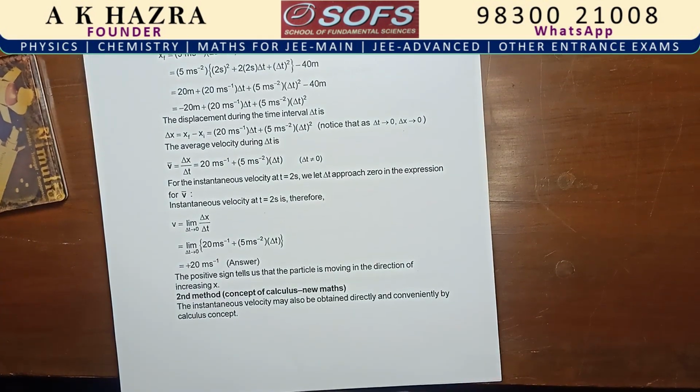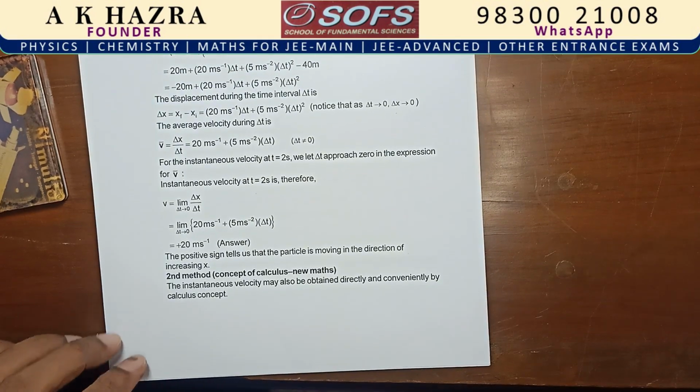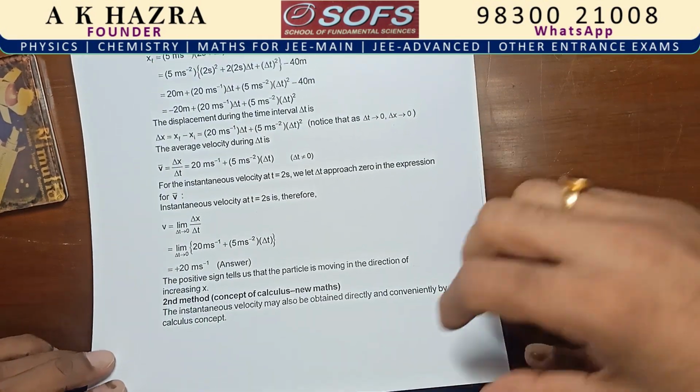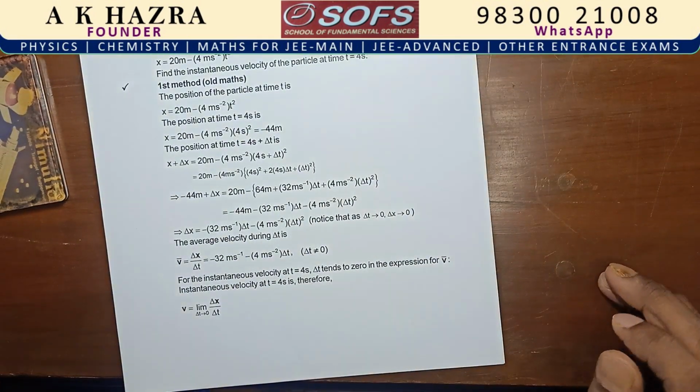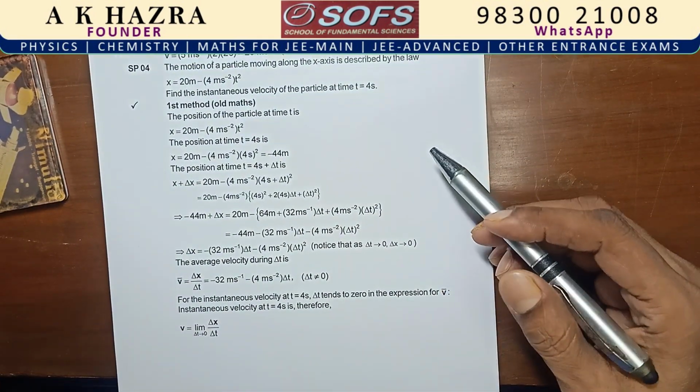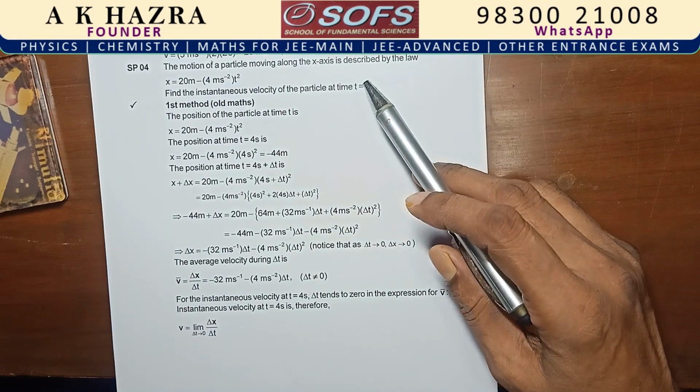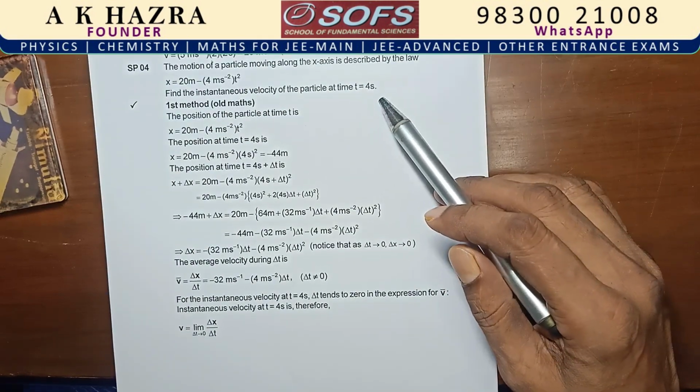The second method is calculus. Wait for calculus. In review 8 we have discussed calculus. After that you can realize the calculus concept. Similarly, SP04, you see, exactly identical, we can move.